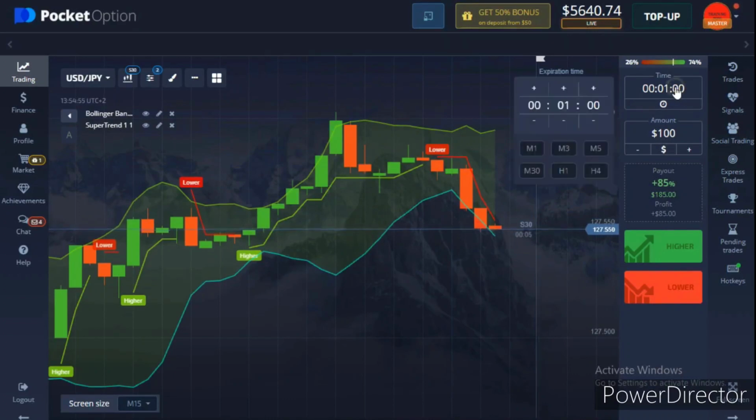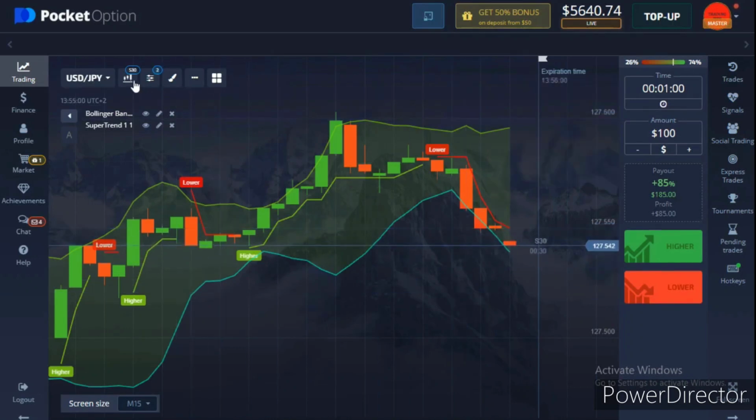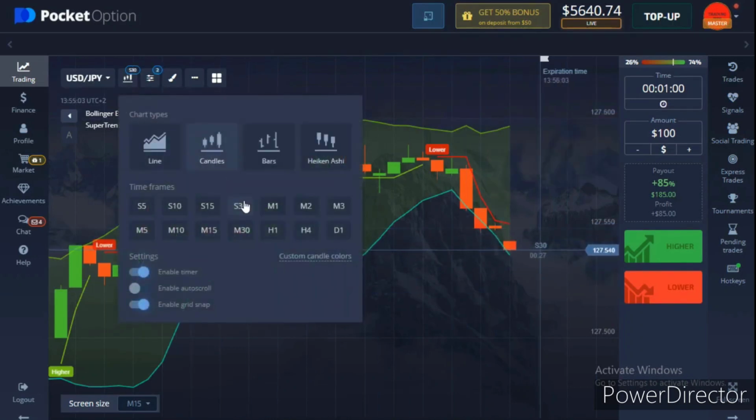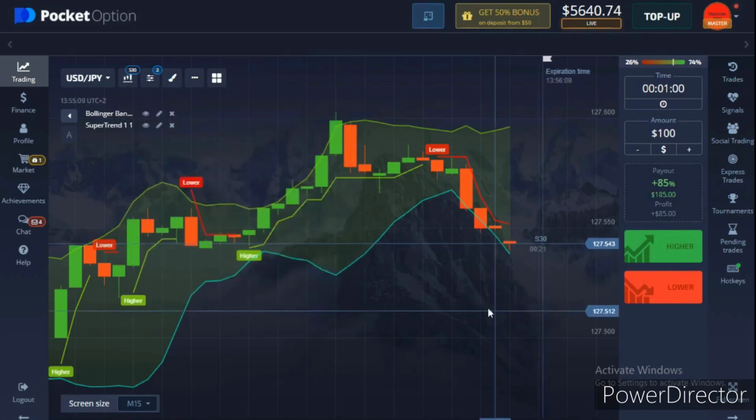This strategy is used on a 1 minute trade time. Don't forget that this is a 1 minute trade time strategy, and of course I'm using it on the normal candle, which is a 30-second candle time frame. So that's pretty much the setup of this particular strategy.